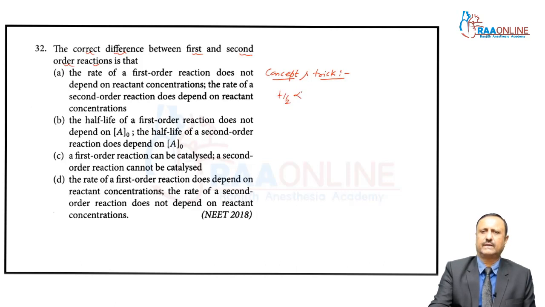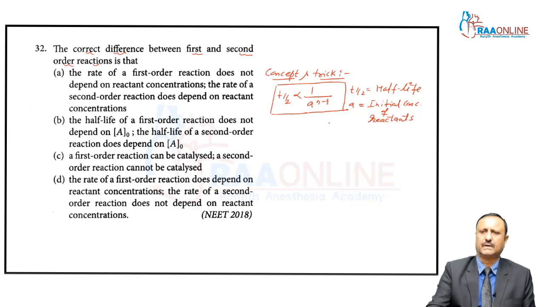My dear students, you can get the trick. Half life is proportional to 1 upon initial concentration to the power n minus 1. You can use this formula to determine the relationship between the half life and initial concentration of the reactant. Here t half is the half life, a is the initial concentration of reactants, and n is the order of reaction.